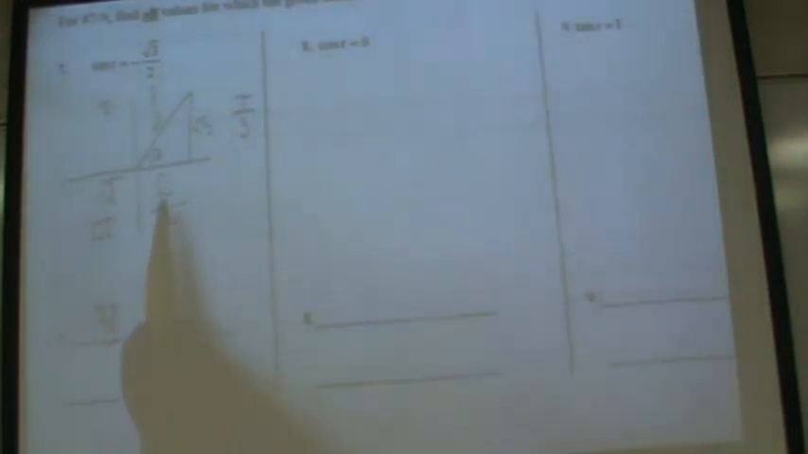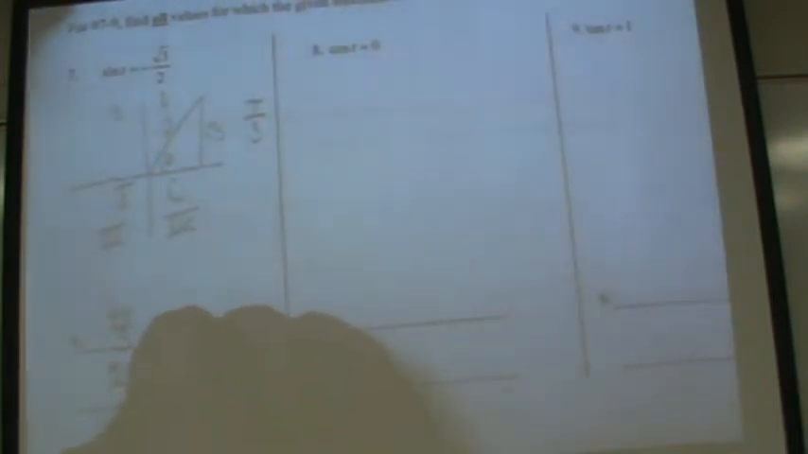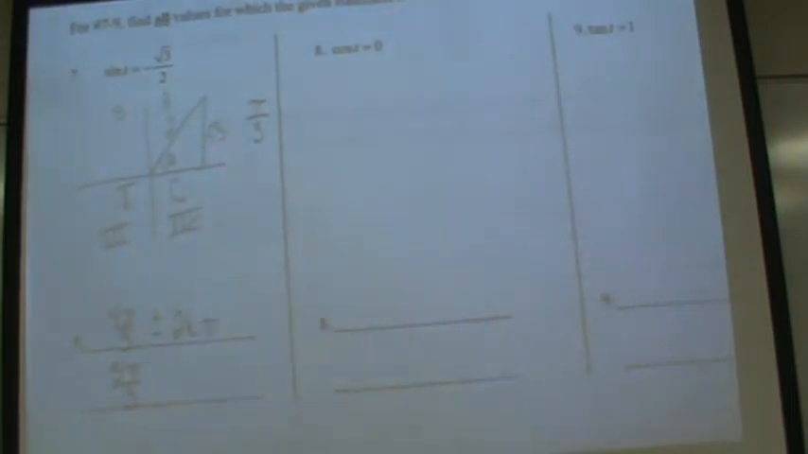And in quadrant 4, our angle is 5 pi over 3. So those are the two angles where sine is going to equal negative root 3 over 2. But we want to find all the values for where that's true. So now we're going to add and subtract multiples of 2 pi. So that's going around your unit circle multiple times.